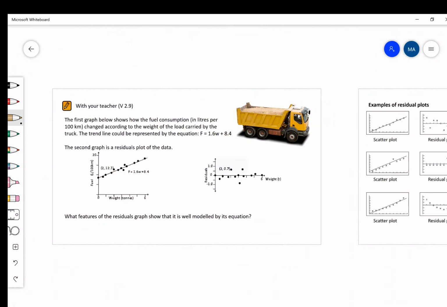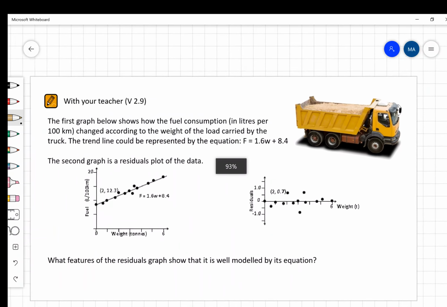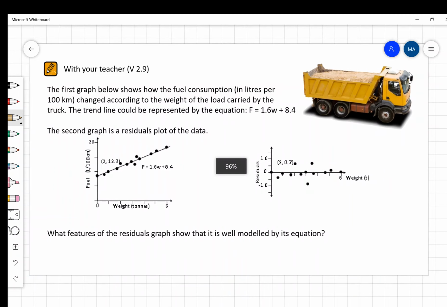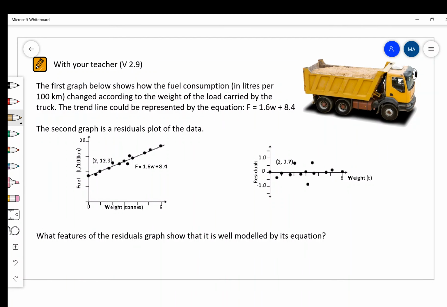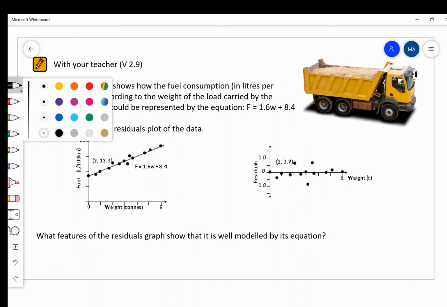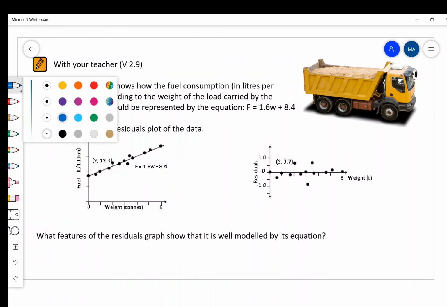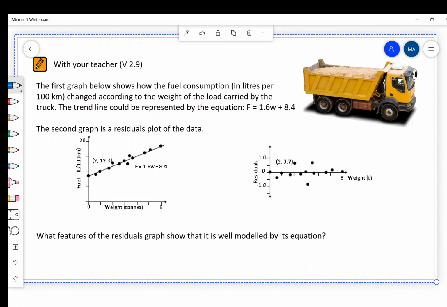Okay, so we've got a scatter plot here and the residual plot next to it. To learn how to obtain a residual plot using the calculator, you'll need to watch a different video. We're just going to discuss how to interpret the residual plot here. So, when we look at a residual plot, we're looking for certain features. I'm going to write them down here.